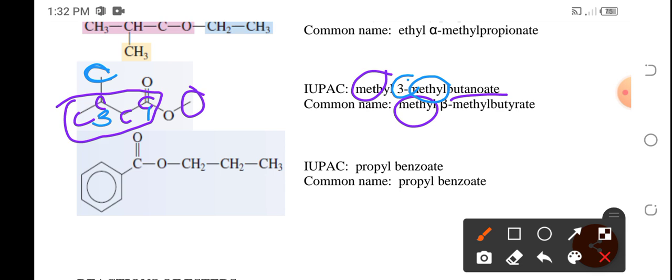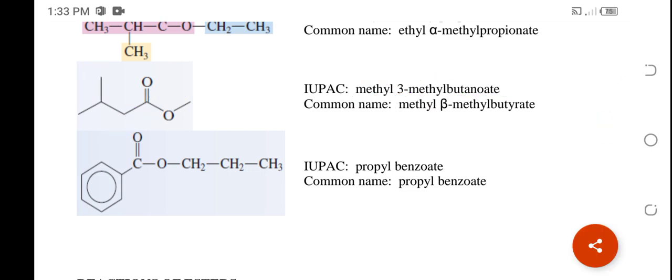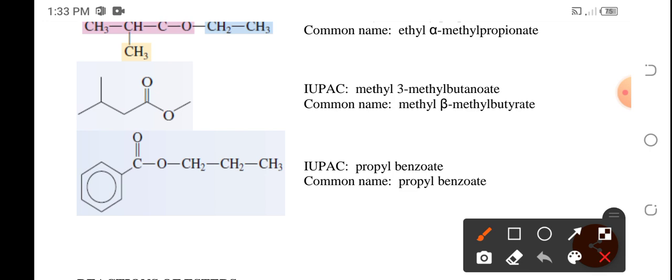But for the common name, we are not going to adopt the 3. Rather, we are going to use the Greek letter beta, because carbon number 3 is beta, having carbon number 2 as alpha. So therefore, that would be methyl beta-methyl butyrate. Okay, we're not going to adopt the butanoate anymore, because for the common name, the butanoic acid will have a common name of butyric acid. We have to drop the IC acid and add ATE, so therefore that is butyrate.